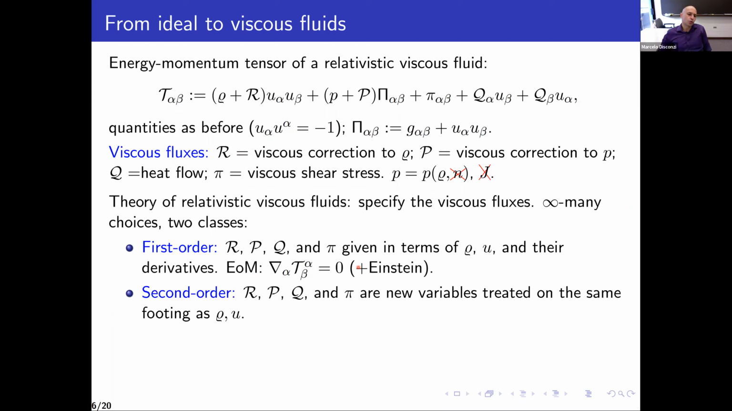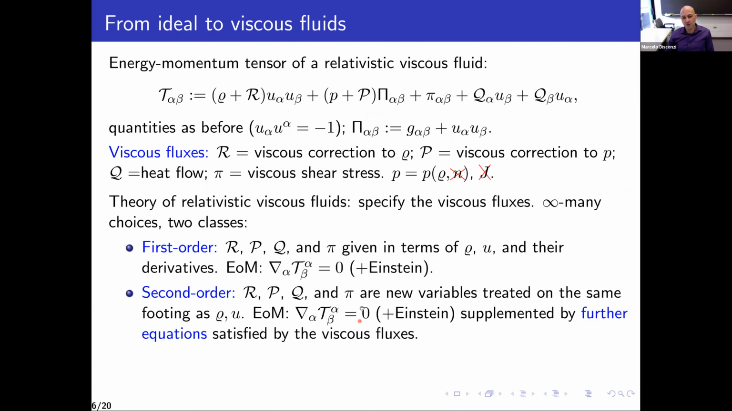Now, there's another approach that leads to what are known as second-order theories. In this other approach, these viscous fluxes are not given as some expression in terms of the velocity and density, but they are assumed to be new variables. So the viscous fluxes are new variables to be treated on the same footing as the density and the velocity. In this case, the equations of motion are going to be, as usual, divergence of the energy momentum tensor equal to 0, possibly coupled to Einstein. But now I have to supplement this by further equations of motion satisfied by these viscous fluxes, because if I'm introducing new variables, I also need more equations of motion. And I'm going to tell you in examples which equations of motion people choose for this.